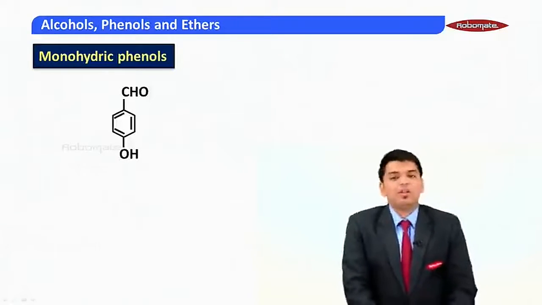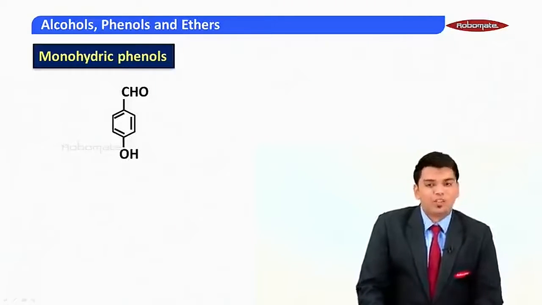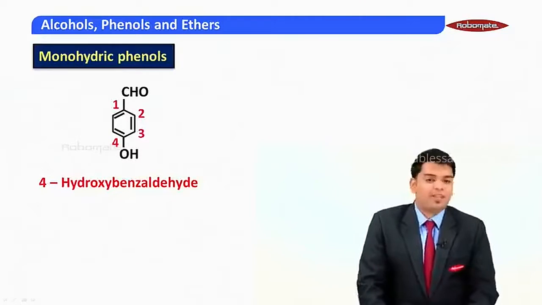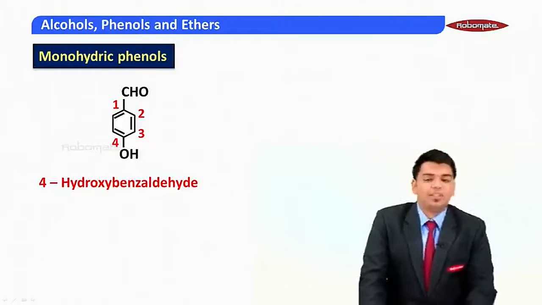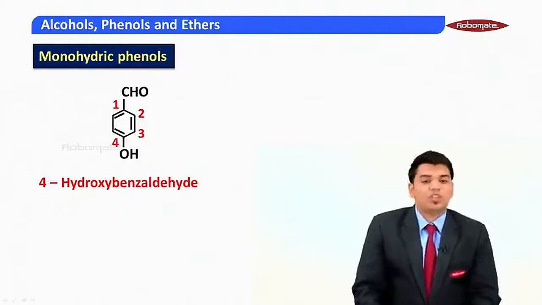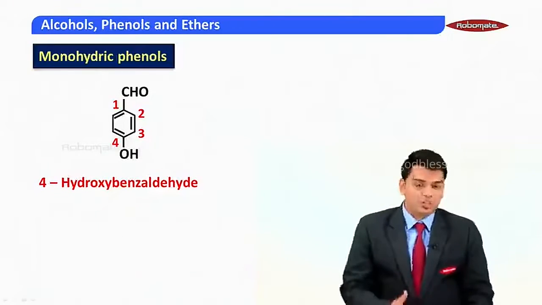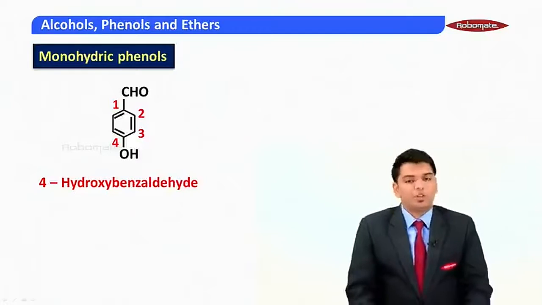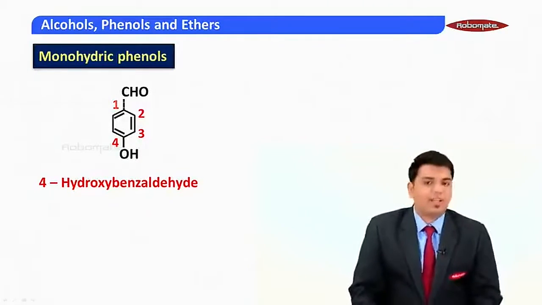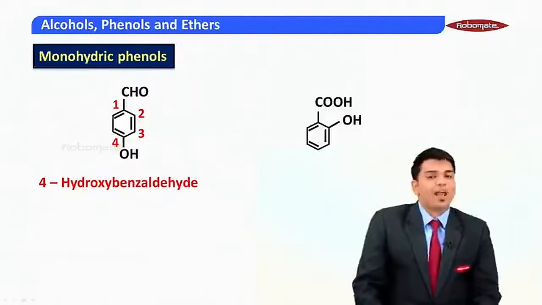The next example under monohydric phenols is a benzene ring with a CHO group and an OH group. This is called 4-hydroxybenzaldehyde, as under the priority series CHO comes well before the OH group. So the carbon which is attached to the CHO group gets the number 1 and CHO here is the parent functional group, whereas OH becomes a substituent and gets number 4. Hence its name is 4-hydroxybenzaldehyde.